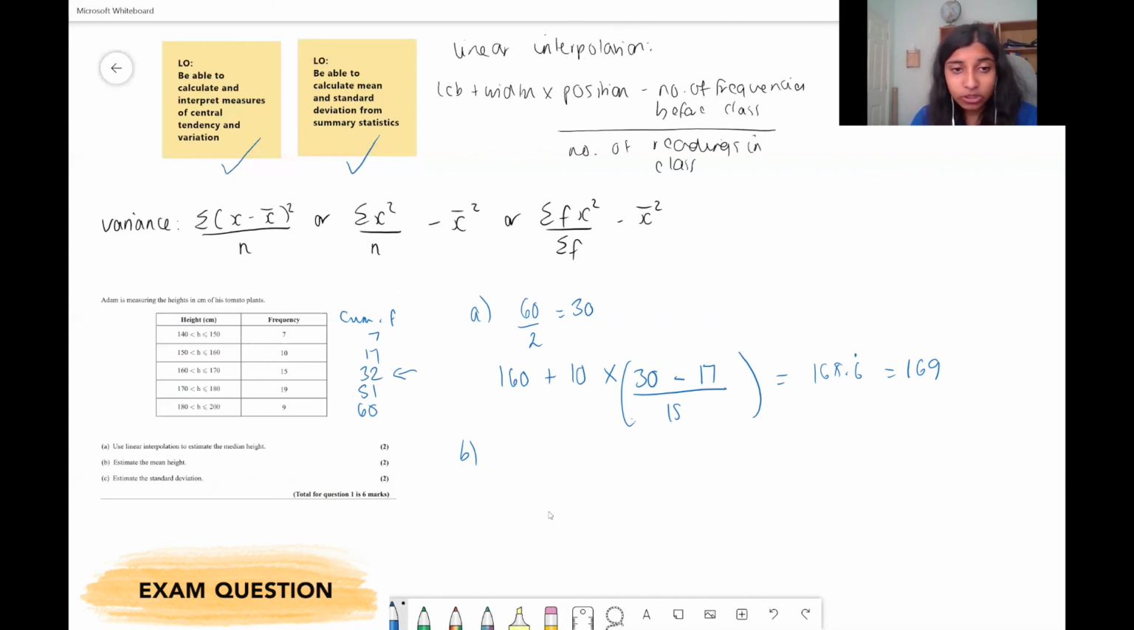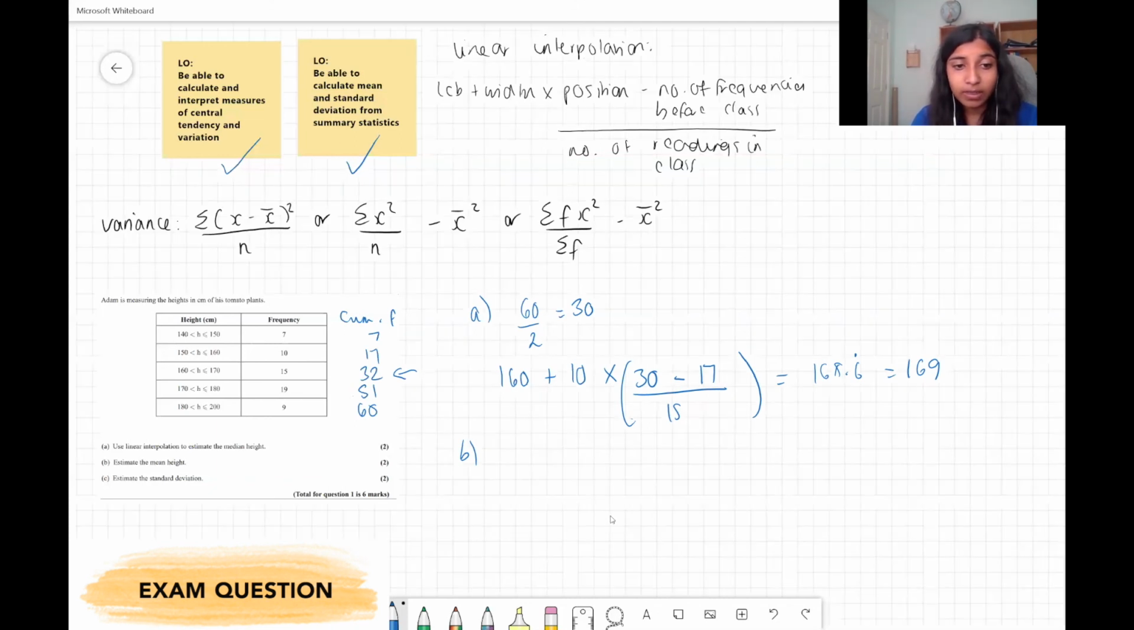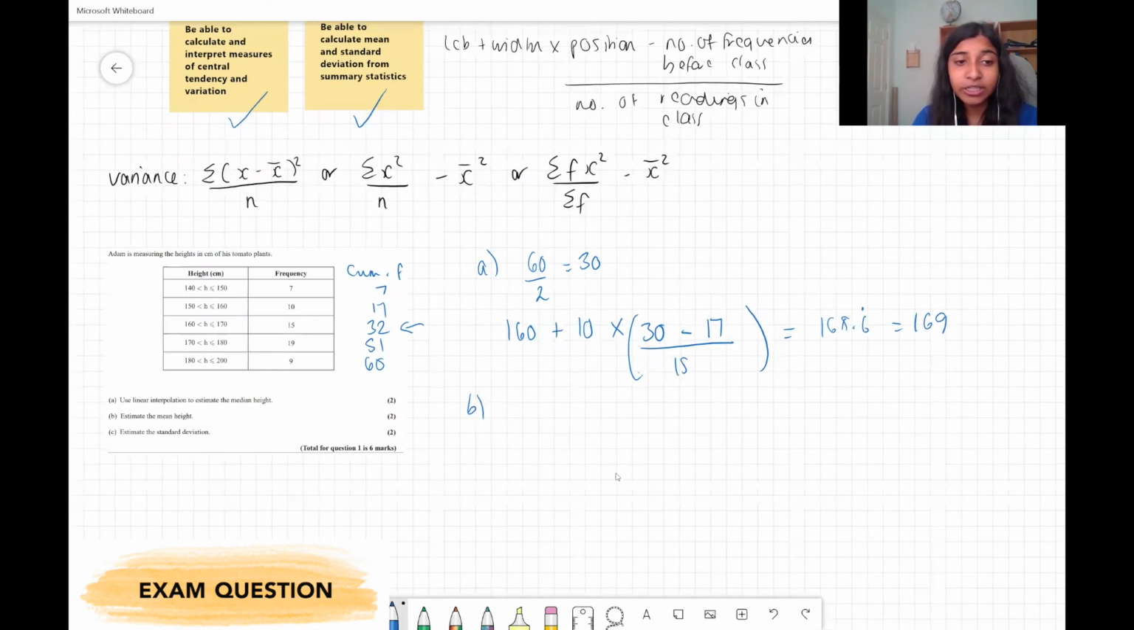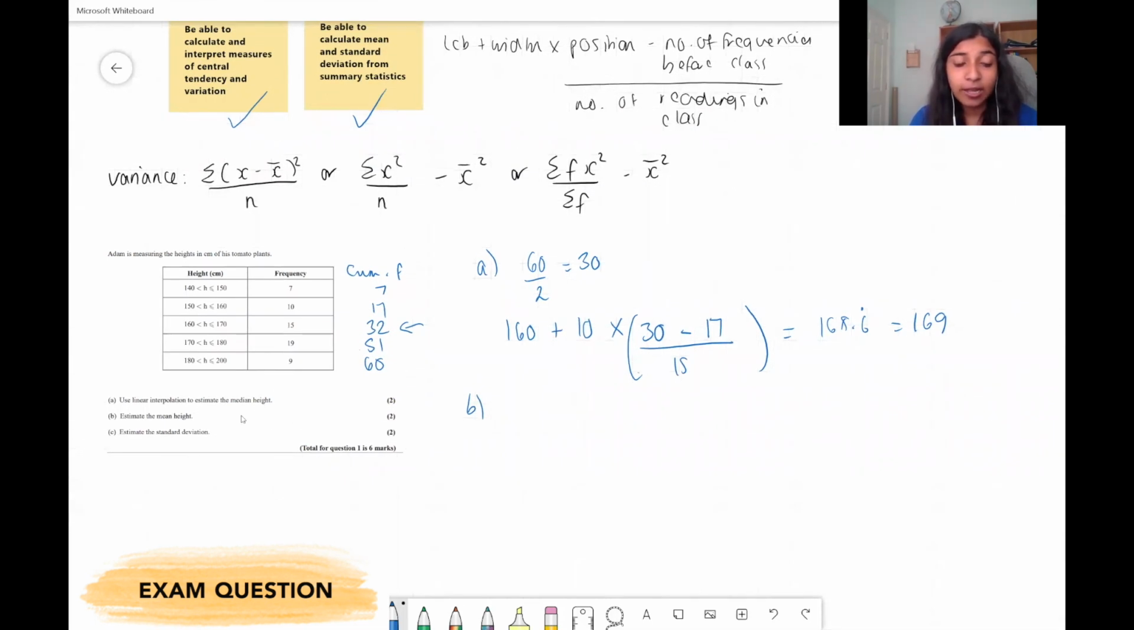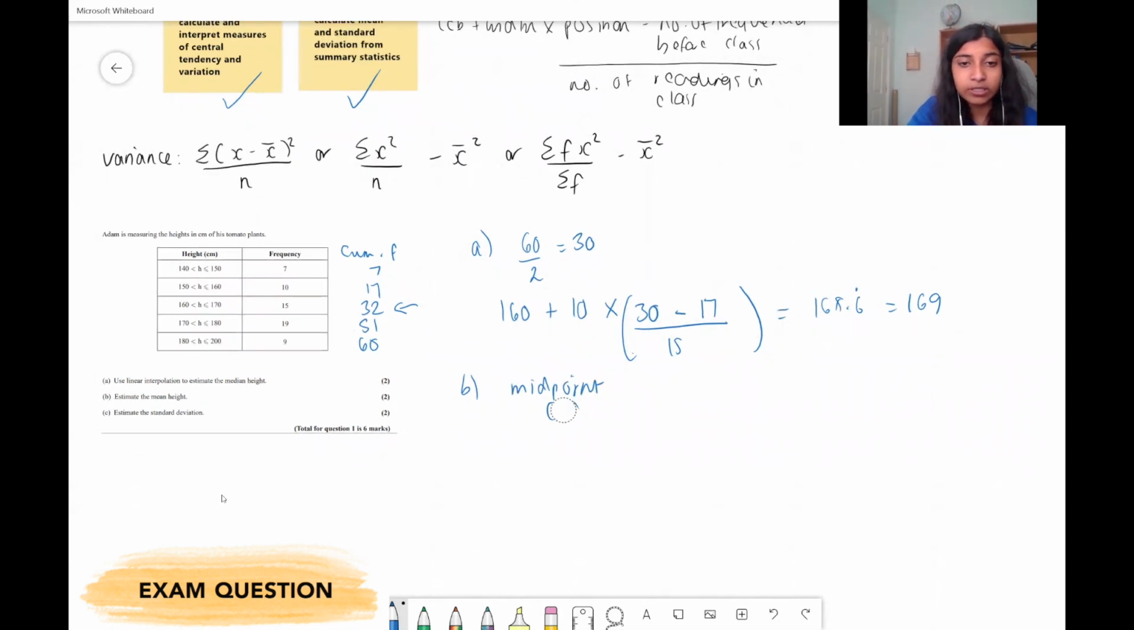The next thing we want to do is we want to estimate our mean height. So to do this, we want to find our midpoint. So we want to find our x's. We have another column like here, which is x. So let's call our midpoints here x. So we'd have 145, 155, 165, 175, and then 185.